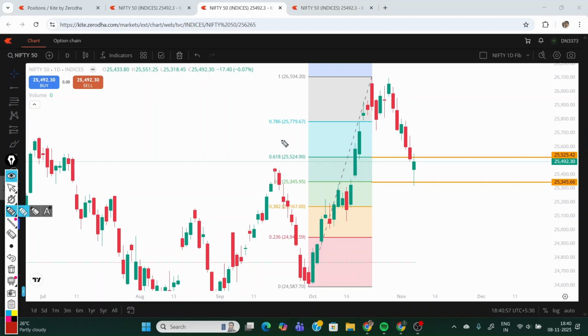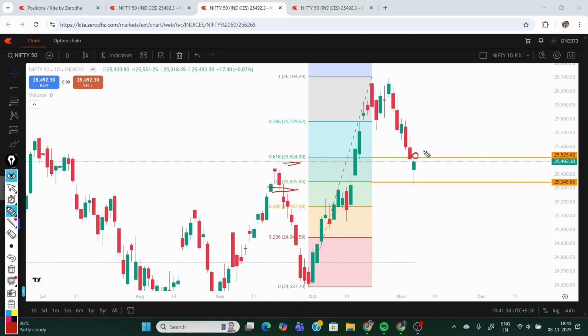So golden ratio 0.618 retracement, 25,524. This was breached and sustained on closing basis. And the very next day, you can see the market moved further down and tested 0.5 retracement level, that is 25,345. Now where Nifty closes is important. Nifty closed just below 0.618 retracement. It is not able to breach this level on upside. Now it has breached, but it is not able to sustain above this level.